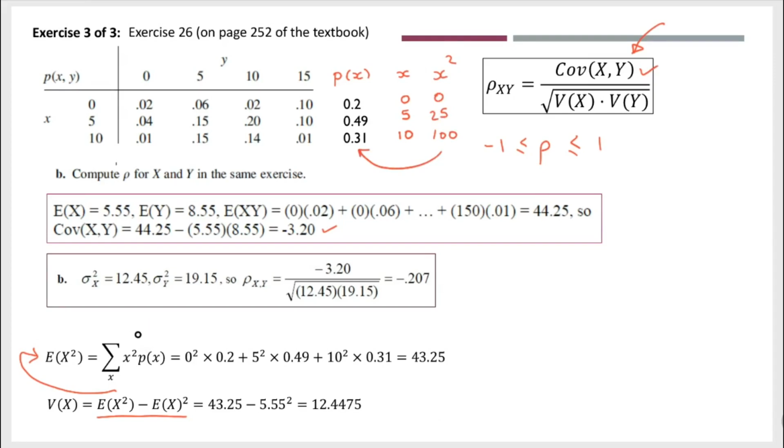So for the first one, it's 0 squared times 0.2. So you could have saved yourself time by skipping that part. And then the next one is 5 squared times 0.49, so it's this pair here. And then the next one is 10 squared times 0.31, which is that pair. And when you sum it, you get 43.25.